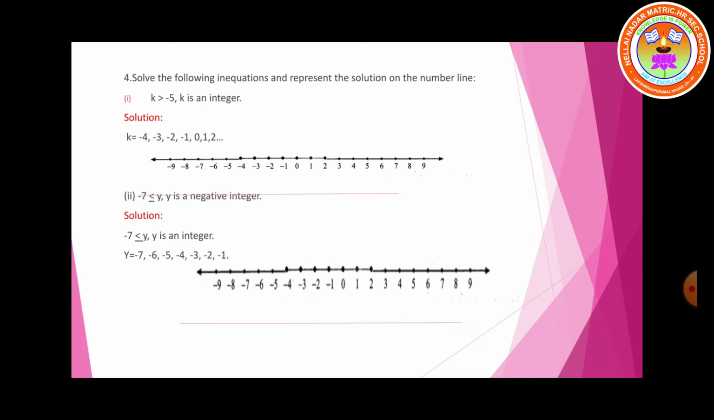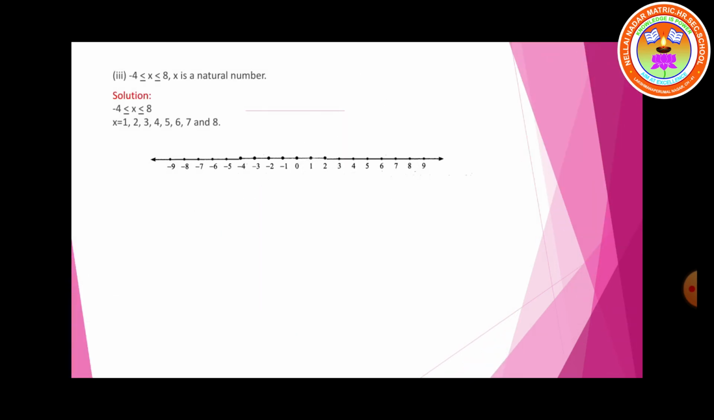Next one, minus 4 less than or equal to x less than or equal to 8, where x is a natural number. We know that the natural numbers, the counting numbers 1, 2, 3, etc., are called the natural numbers. Here, between minus 4 and 8, what are the numbers? Since x is a natural number, therefore 1, 2, 3, 4, 5, 6, 7 and 8. We have to put a point on each.